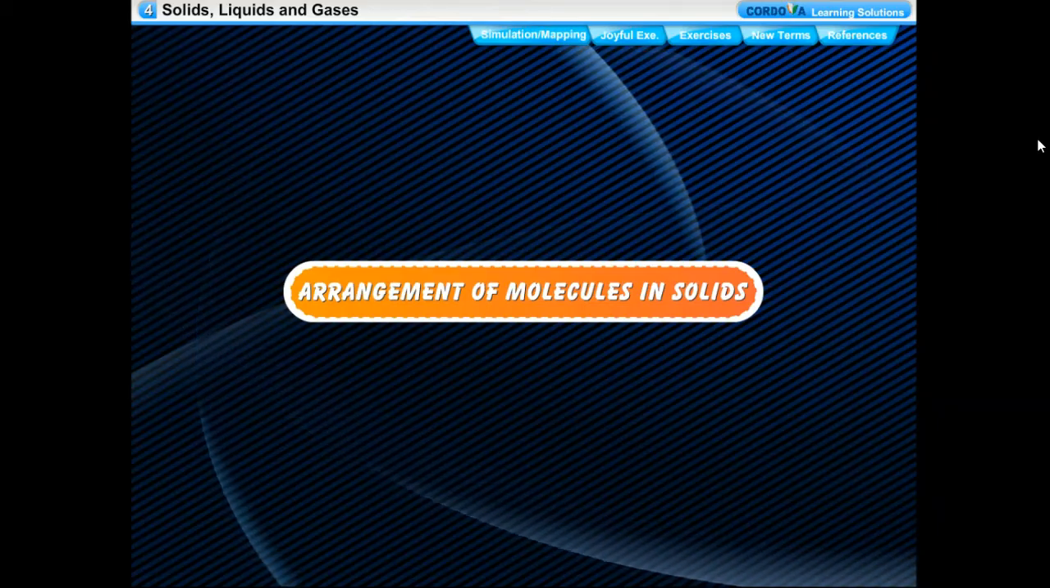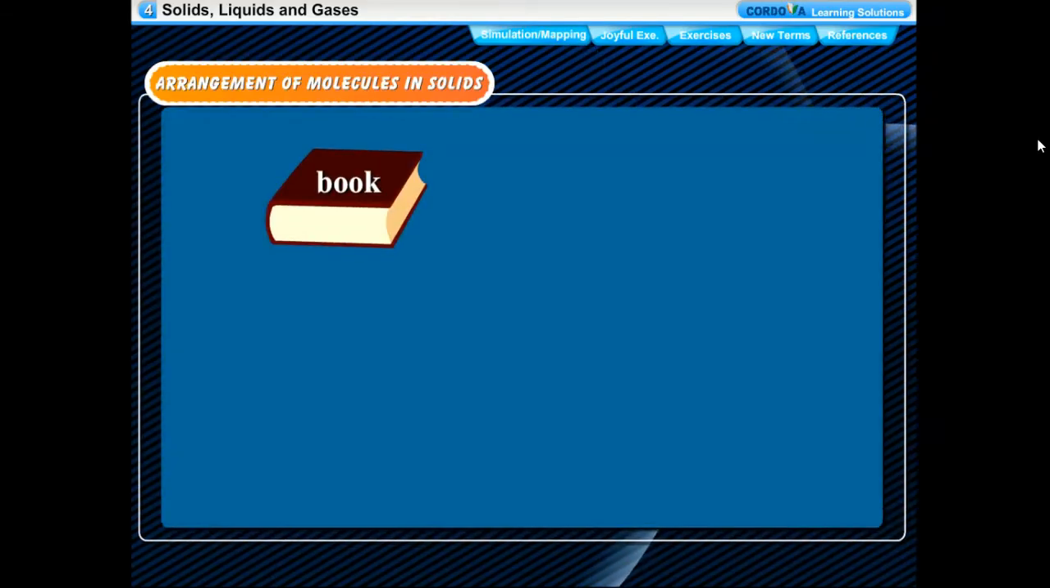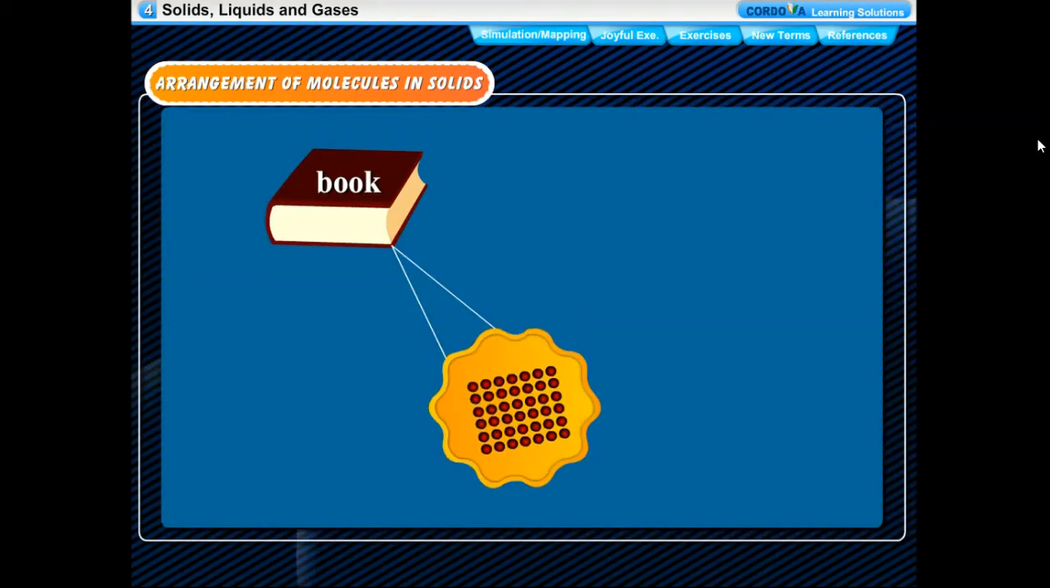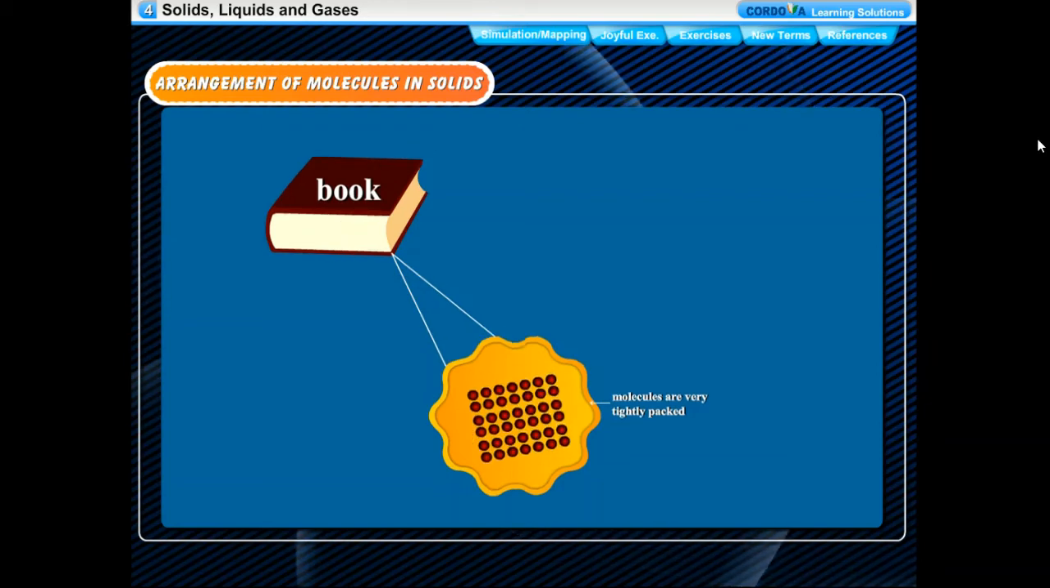Arrangement of molecules in solids. In solids, molecules are very closely packed. There is a strong force of attraction between them. They cannot move away from each other. So solids are hard, rigid, have a definite shape and volume, and cannot flow.